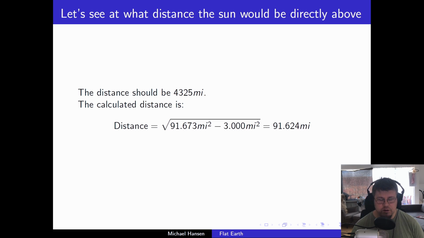Nevertheless, we find that in order for that sun to set, because of perspective, when the sun becomes smaller than the angular resolution of the eye, that distance should be directly above Earth, not in line of sight, but directly above Earth. It should be 91,000 miles, 91,624 miles.